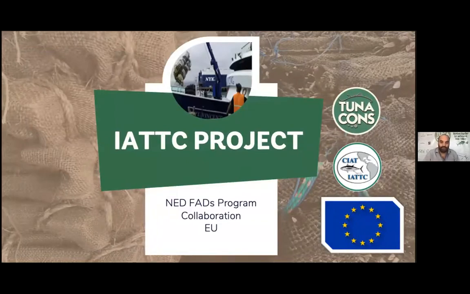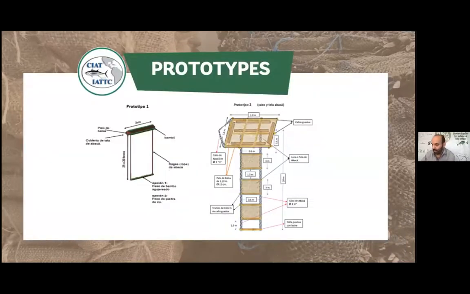Now, another important part of the process for non-entangling degradable FADs is a project that we have together with the IATTC and with the collaboration of the European Union funds to develop testing of degradable products into prototypes, FAD prototypes. Here you can see the first prototype. Part of the material used in these prototypes are made with bamboo, with abaca ropes in these dimensions. Prototype 1 is usually used by a sort of fleet of one of the companies participating in Tunacons, and prototype number 2 is the one mostly used by the other 4 companies part of Tunacons.